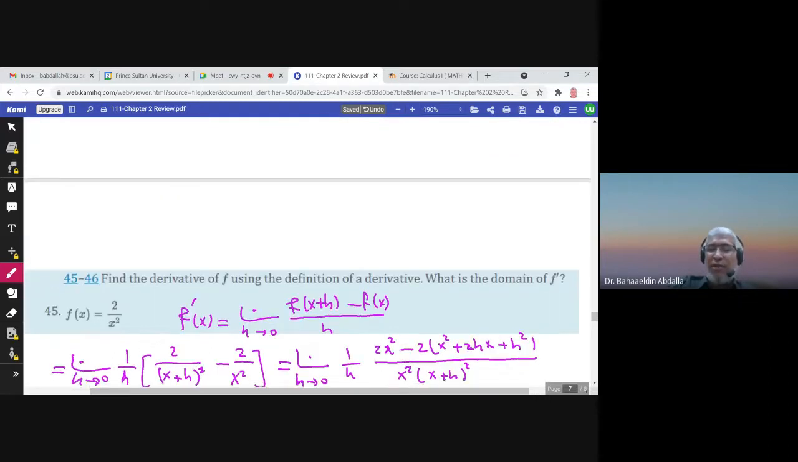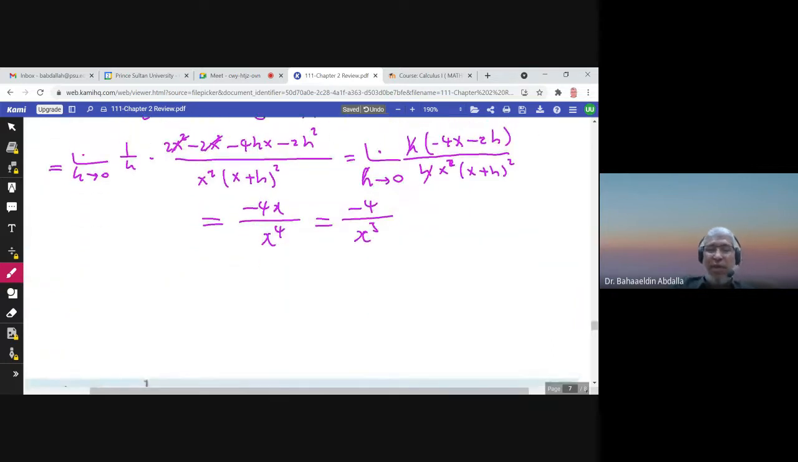He asked about the domain of f prime. Well, this is f prime, so the domain of f prime is the real numbers except the zero of the denominator, which is 0.